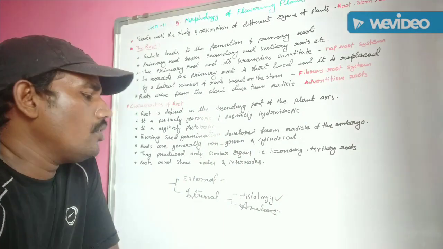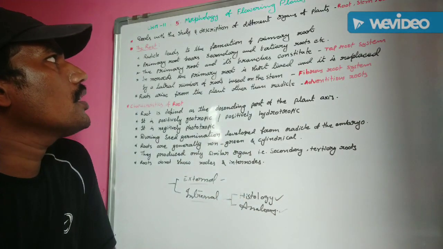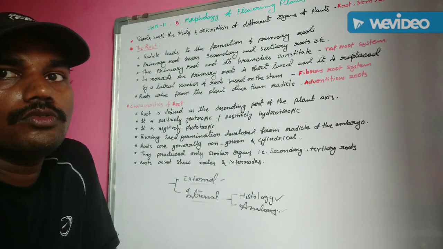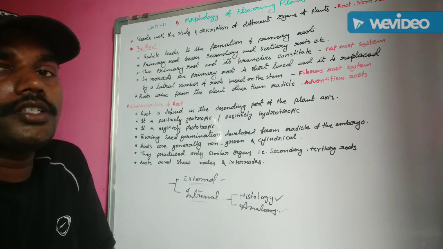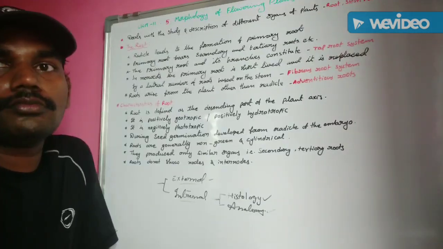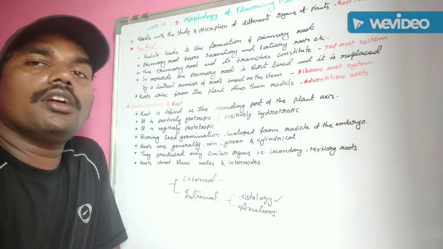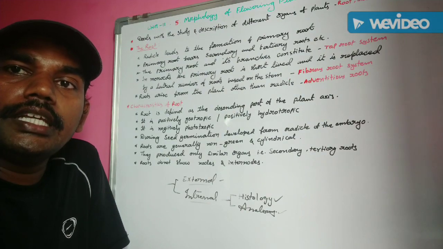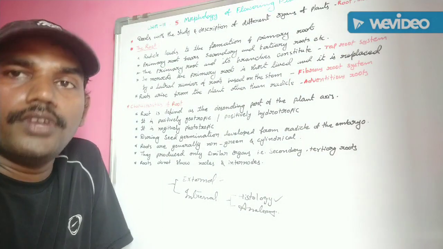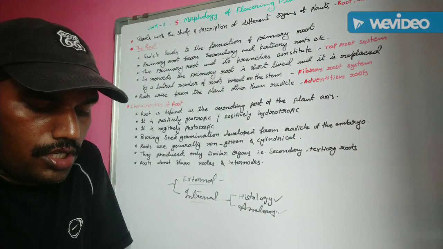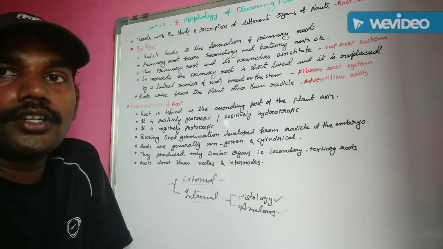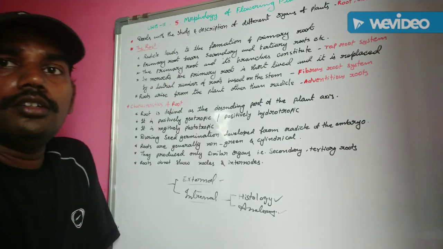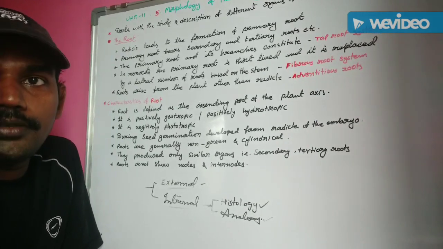Understand? So in this video I want to discuss about the morphology. External morphology, only external morphology, to deal with the study of external characters like root, stem, leaf, inflorescence, flower, fruit, seeds, etc. Understand? So first one is root.